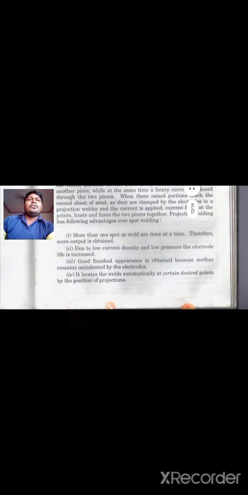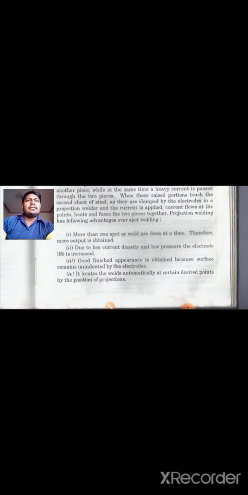When these raised portions touch the second sheet of steel, as they are clamped by the electrodes in the projection welder, the current is applied. Current flows at the points, heats and fuses the two pieces together. Projection welding has the following advantages over spot welding. So, what are the advantages? More than one spot or weld is done at a time.